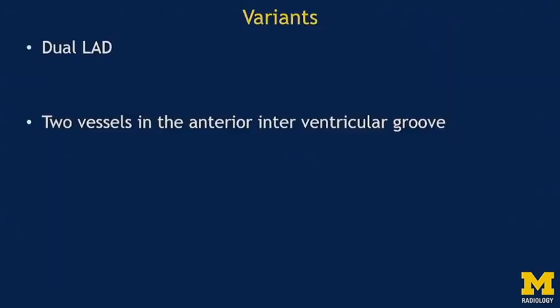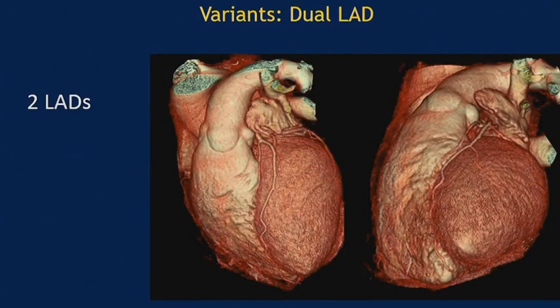One of the variants I want to touch upon today is dual LAD. And it's because it has some important implications, which I'll discuss in a few minutes. But what it means is that there are two vessels in the anterior interventricular groove. So here is a case of a dual LAD.